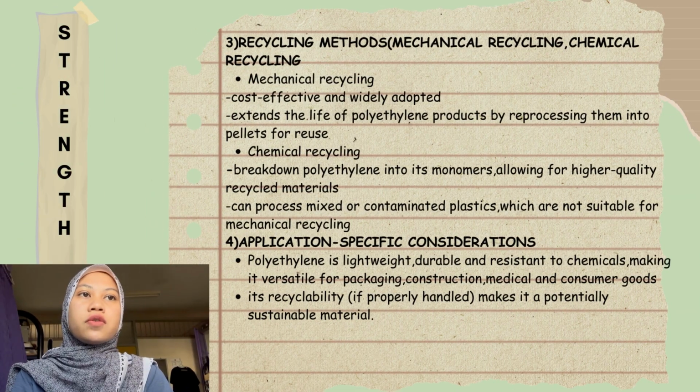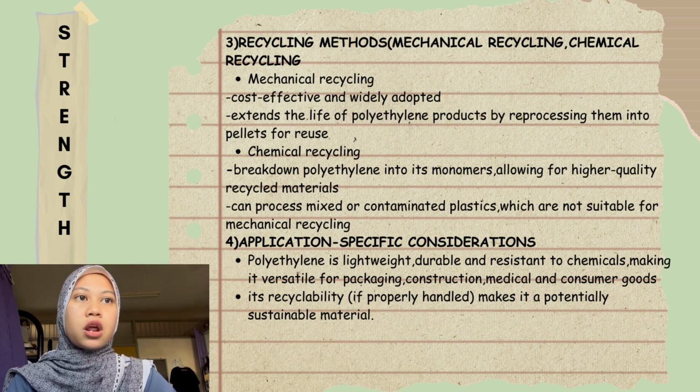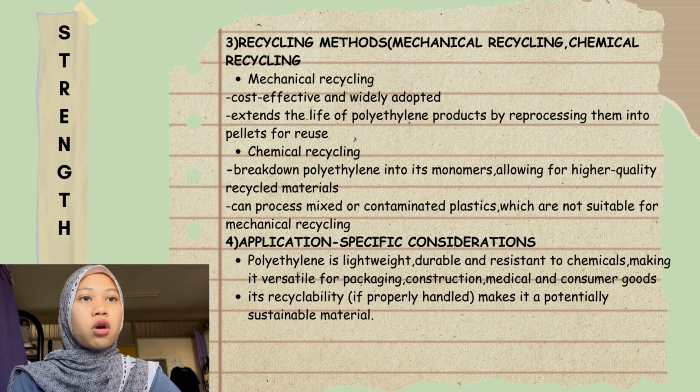Third strength, it is recycling method, which has mechanical recycling and chemical recycling. Mechanical recycling is cost effective and widely adopted, extending the life of polyethylene products by reprocessing them into pellets for reuse. Chemical recycling breaks down polyethylene into its monomer, allowing for high quality recycled material, and it can process mixed or contaminated plastic, which is not suitable for mechanical recycling.